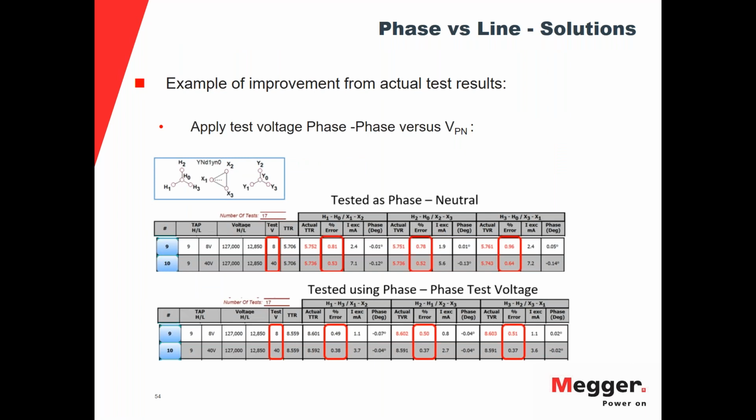So here we can see some more examples of testing phase to phase versus testing phase to neutral. On our first example up here, we just want to highlight that we have a test voltage of 8 volts on the first test, and then we increase that to a 40 volt test. Of course, now we're talking about the step down method for both of these examples here. As you can see right above where your percent error is, you can see the connection diagram.